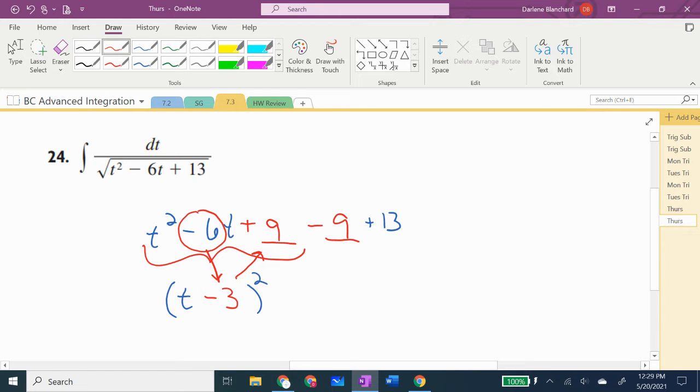Make sure you notice that because it was a negative 6, you get negative here. But whether this is positive or negative, you're squaring it to make it positive every single time. Then what I don't have yet is negative 9 plus 13, which is 4. And now I'm going to rewrite my integral.